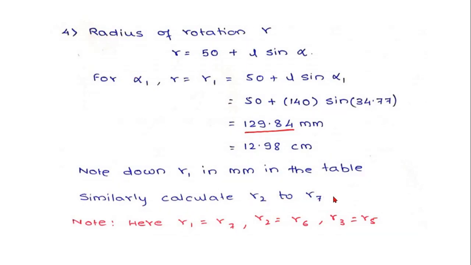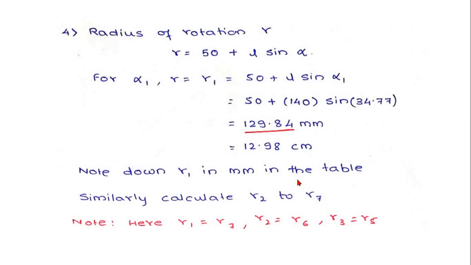Similarly, calculate r2 to r7 and note them down in the table. So again here there will be a hint. You need to calculate r1, r2, r3, and r4. But r5 will be equal to r3, r6 will be equal to r2, and r7 will be equal to r1, because we have only the parameter alpha over here. That is, alpha 1 will be equal to alpha 7. So you don't have to calculate again r7. Alpha 2 will be equal to alpha 6, so no need to calculate r6. Alpha 3 will be equal to alpha 5, so no need to calculate r5. Clear? So you can just write their values.